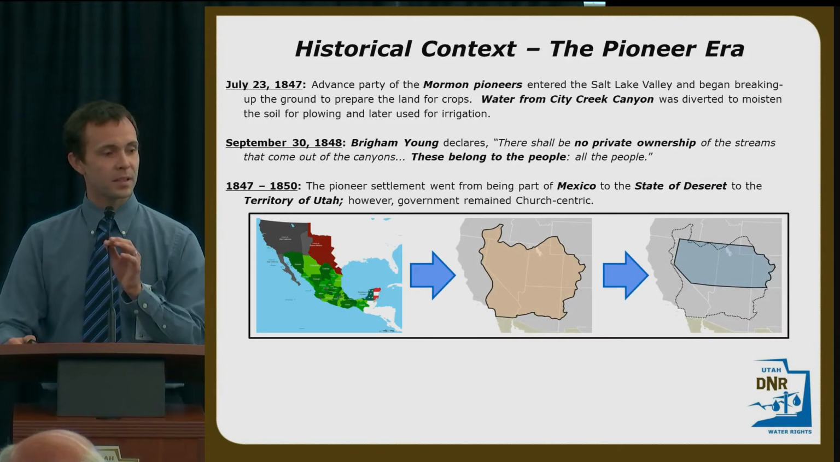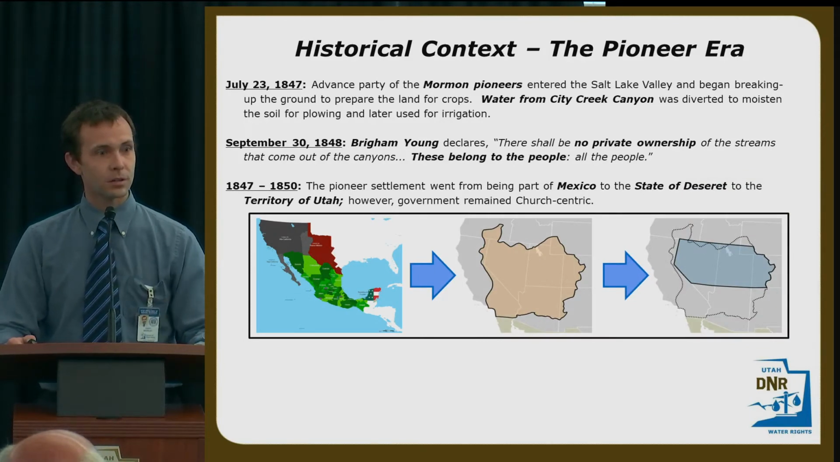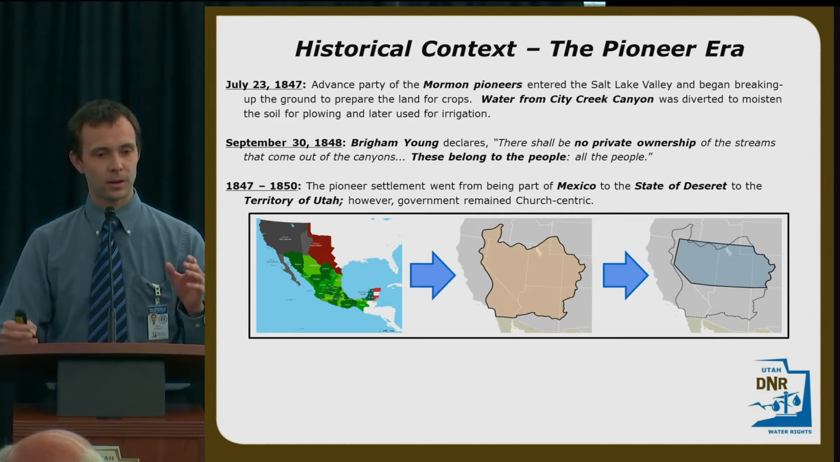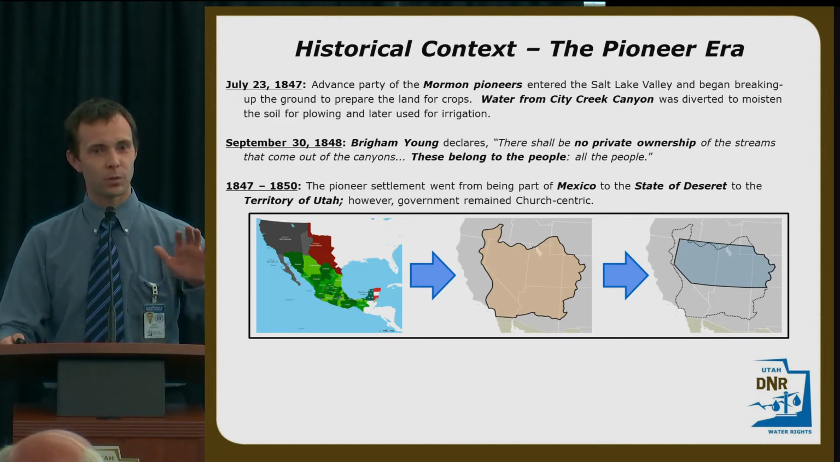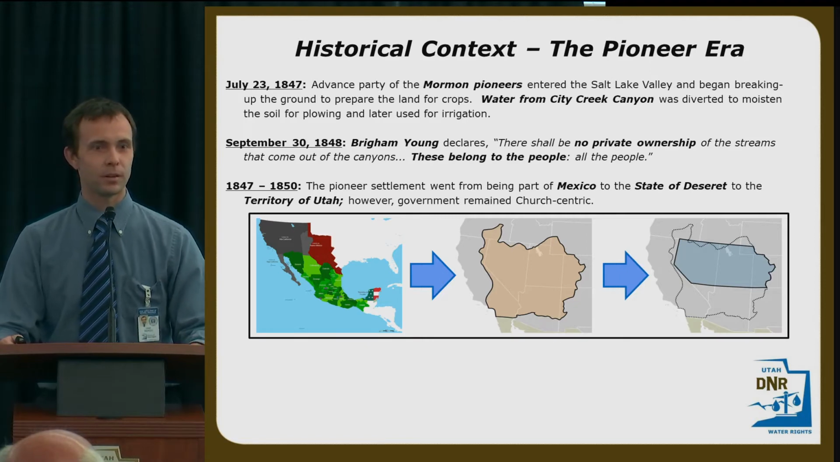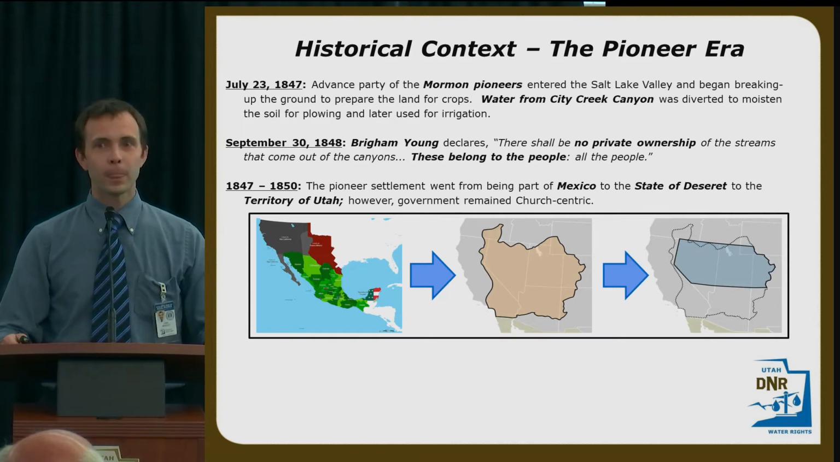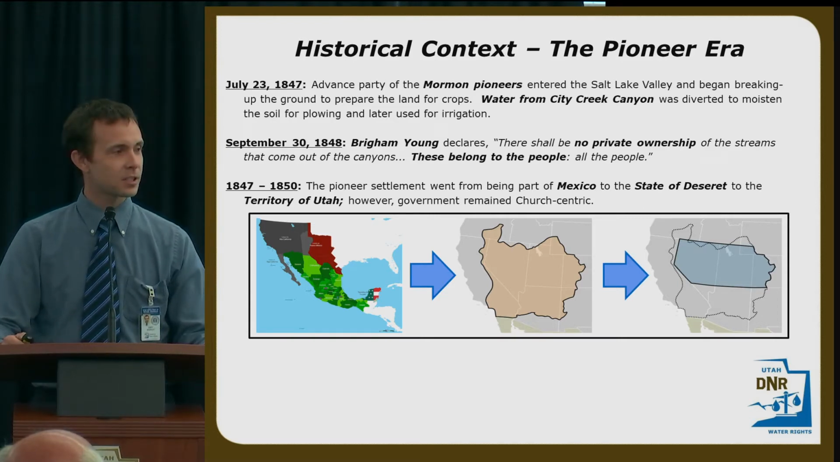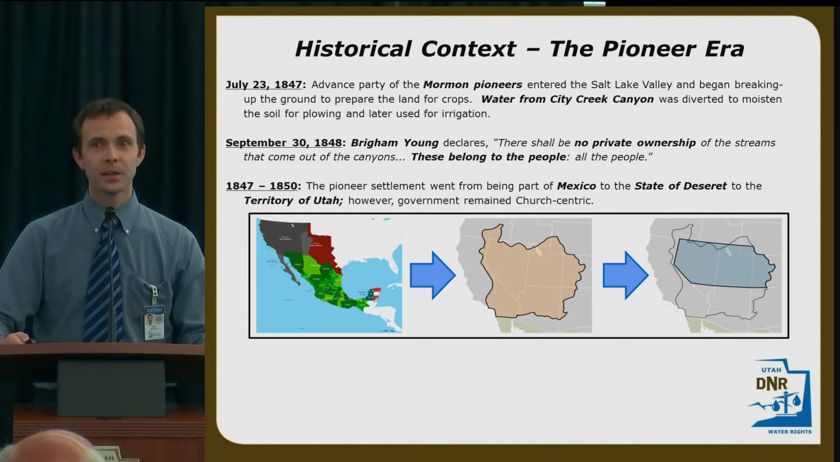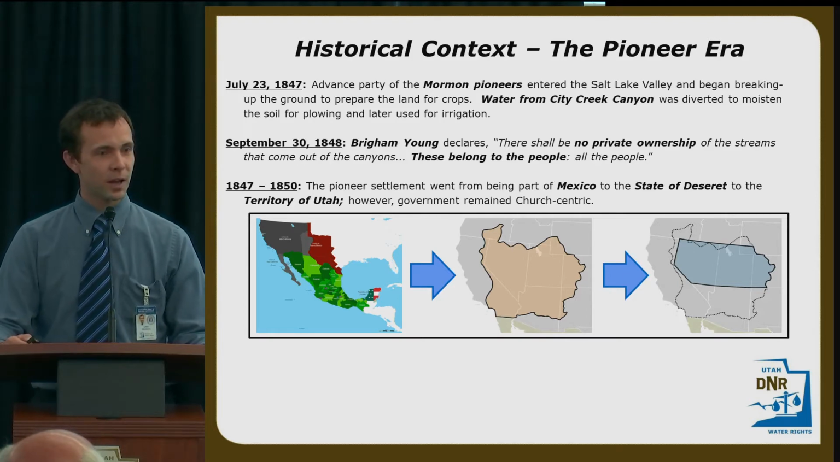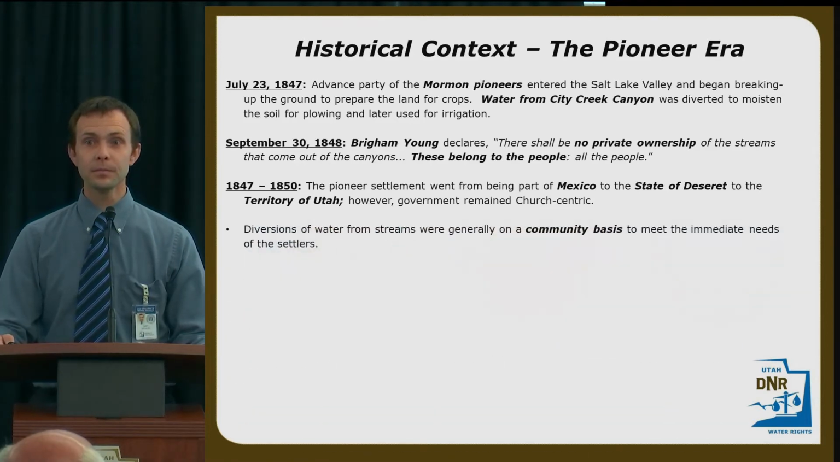So what that means is that the water rights, or the waters, are owned by the public, and rights are divvied up or given out or allowed to certain holders to use that water, but the water itself is still a public resource. So pioneer settlement went from being part of Mexico to the state of Deseret to the territory of Utah, but government remained church-centric, so it was an ecclesiastical form of government.